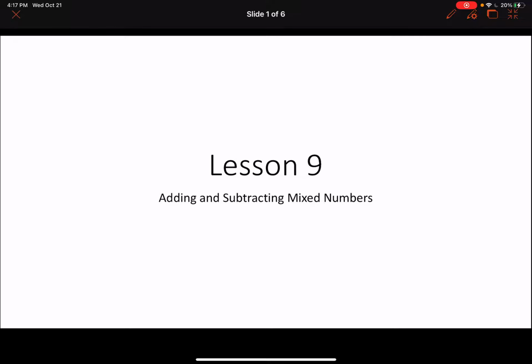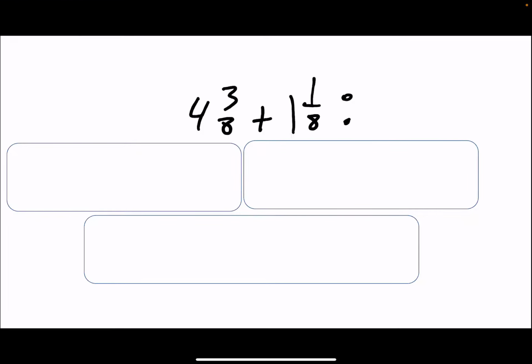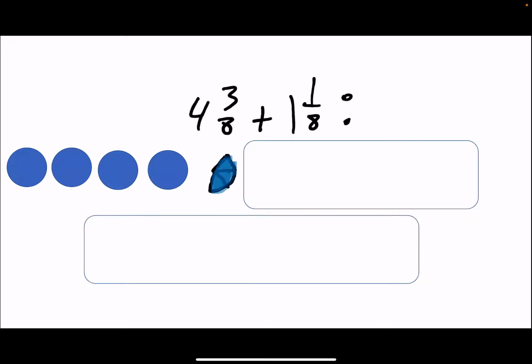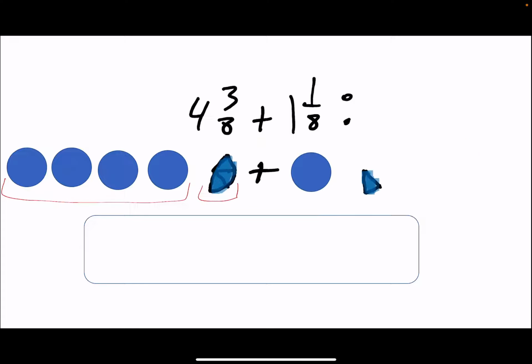Okay, so lesson 9, we're adding and subtracting mixed numbers. Okay, so I have 4 3/8 plus 1 1/8. So first thing I'm going to do is I'm going to make this visual. All right, so I have my model here, and I have 4 there, 4 wholes, and then I have 3/8 of a circle. Then over here I have the 1 whole, and I have the 1/8 of a circle.